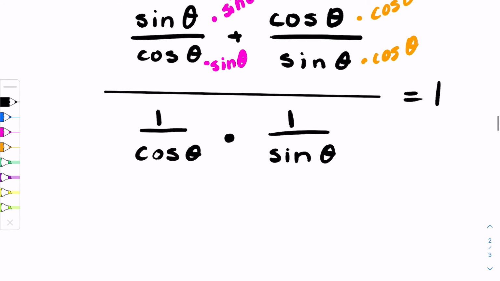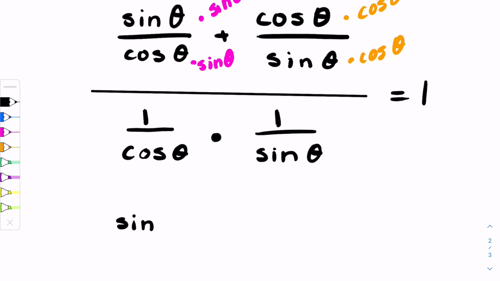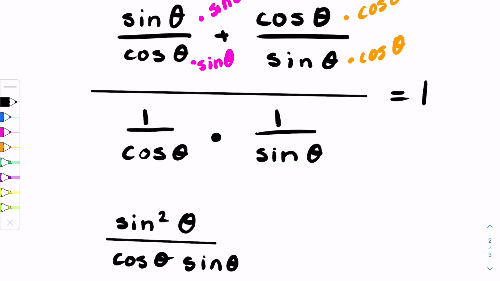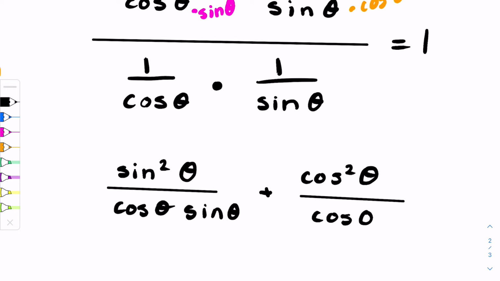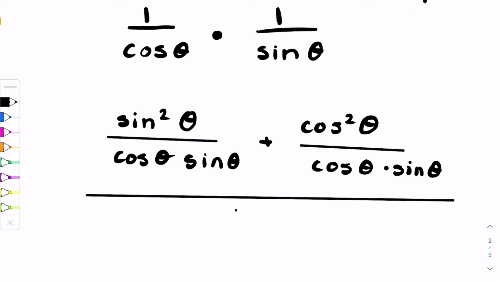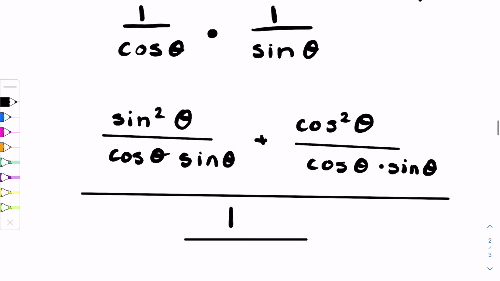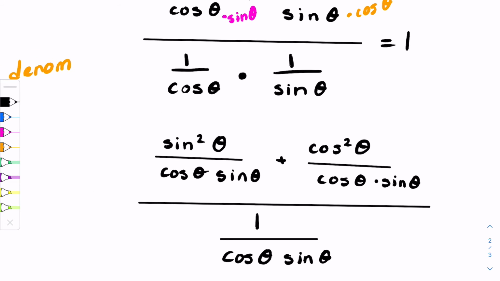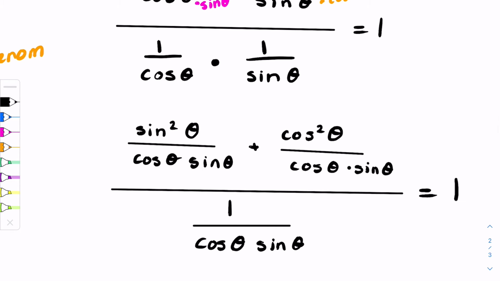So my new numerator becomes sine squared theta divided by cosine times sine, plus cosine squared theta divided by cosine times sine. This is all divided by our simplified denominator, which is when we multiply the denominators together, and that gives us 1 divided by cosine times sine. And this is all equal to 1.